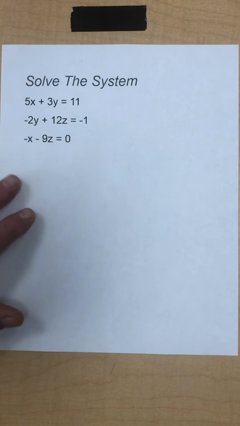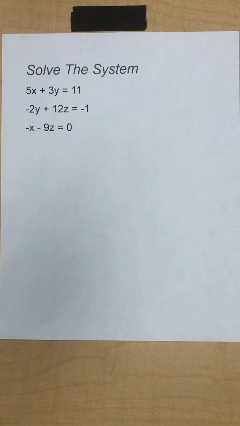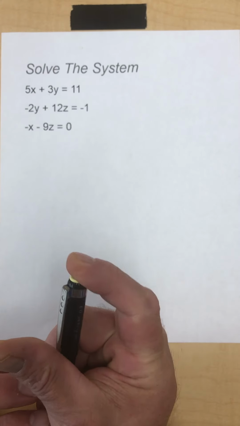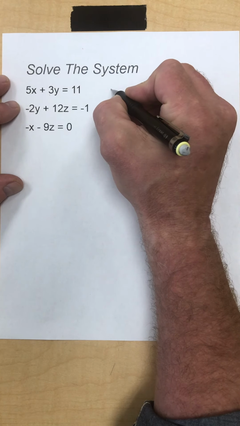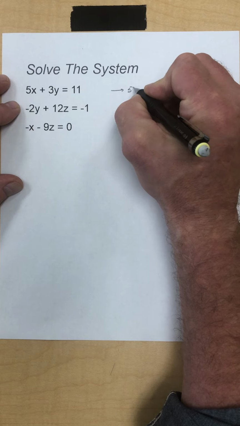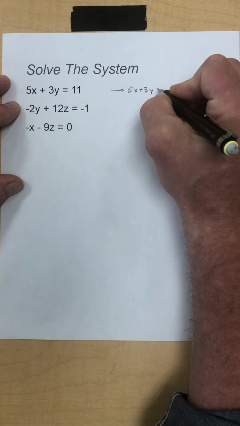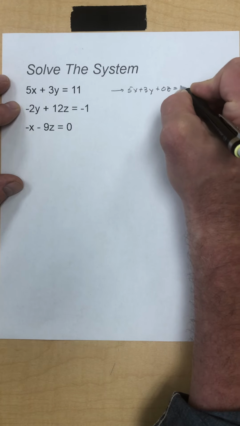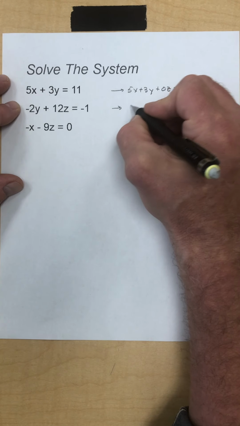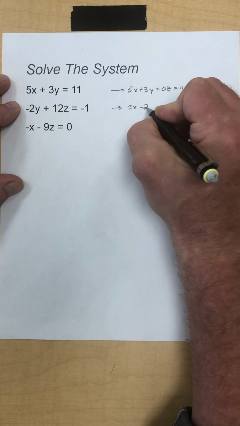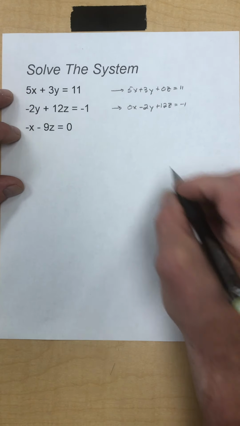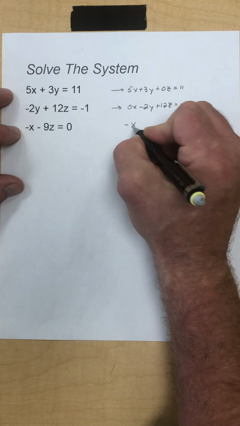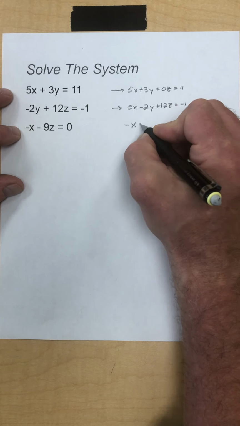And I wanted to start looking at systems like this, where notice that you don't have all three variables. The reason being is that a coefficient is 0. So this one right here would be like 5x plus 3y plus 0z equals 11. This one would be like 0x minus 2y plus 12z equals -1. And this one would be like the opposite of x, or a -1x, plus 0y minus 9z equals 0.